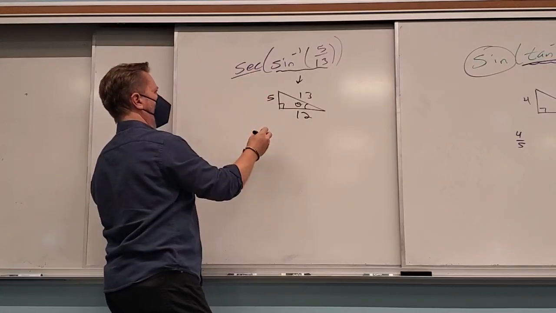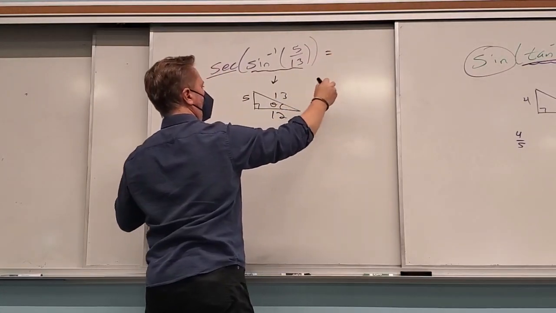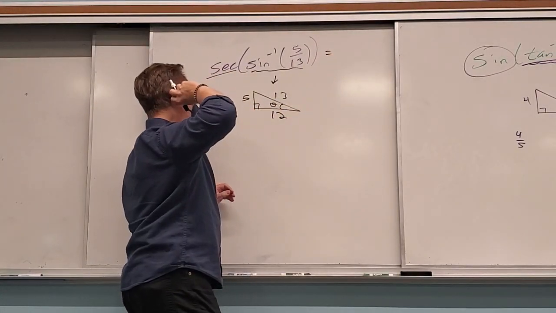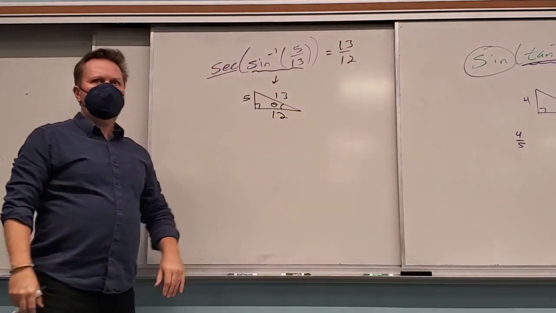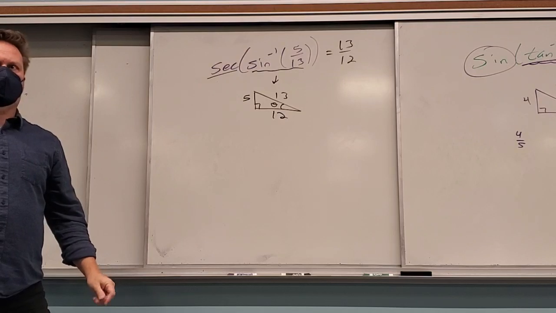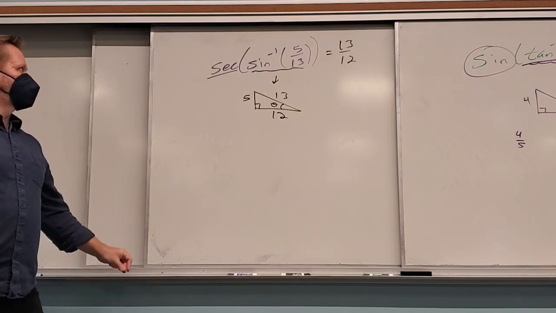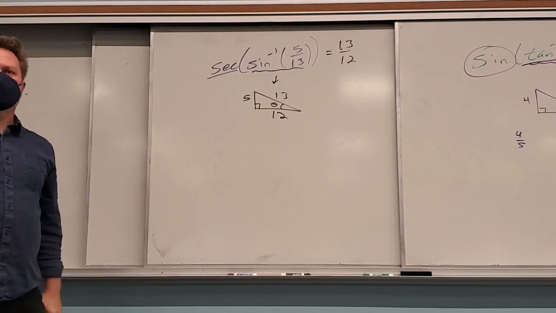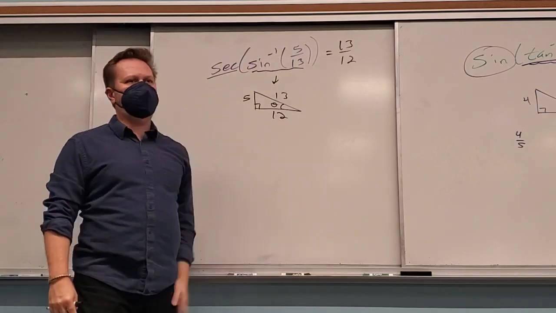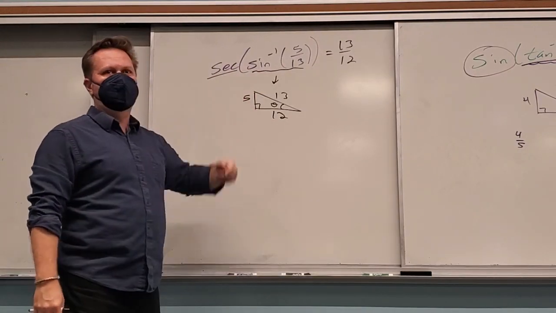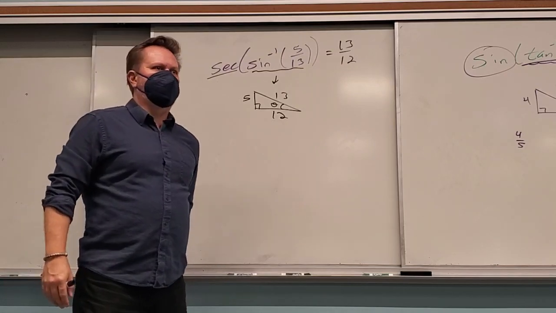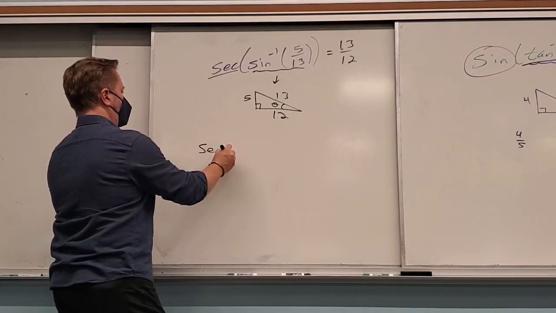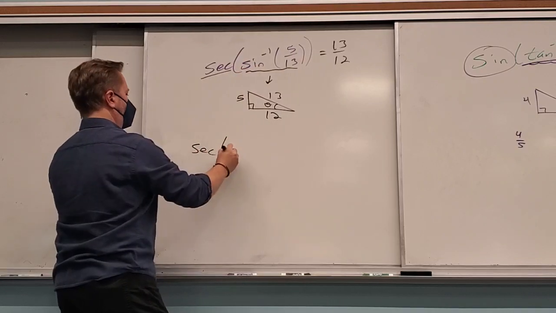So what's the secant? 13 over 12, yes, thank you. Sweet. Can you check this in your calculator? Yeah, you can just put this in. Boom! You can just put that in. Now you have to know how to put secant in. You know how to put secant into your calculator. If I want to do secant of something, well, we'll just do this.